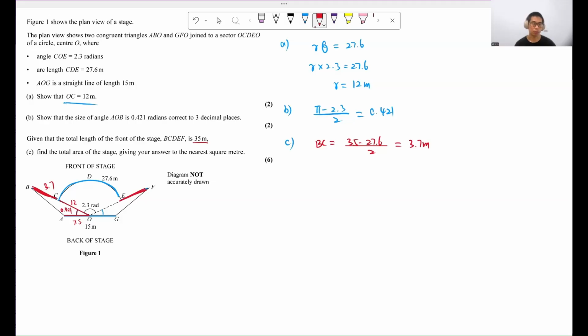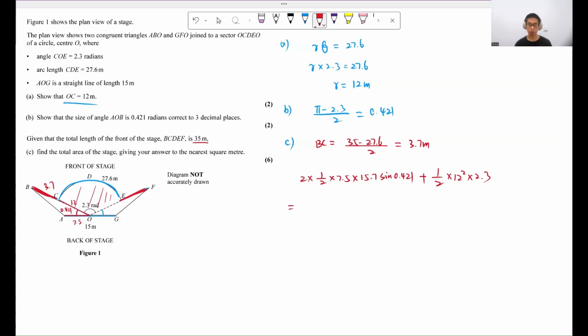Now we know this is 3.7, so that means OB, the total length, would be 15.7. To work out the area, we can do half times 7.5 times OB, which is 15.7, and then sine 0.421. And then we times by 2 because those two triangles are the same. And then plus the area of the sector of the circle, this region. That would be half R squared theta. We know R is equal to 12, so half times 12 squared times theta, 2.3. Put that in the calculator, that gives us the answer.